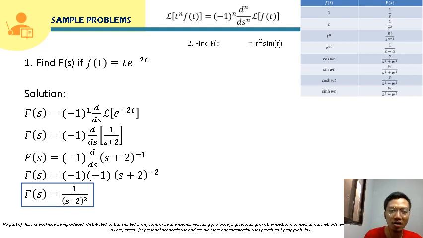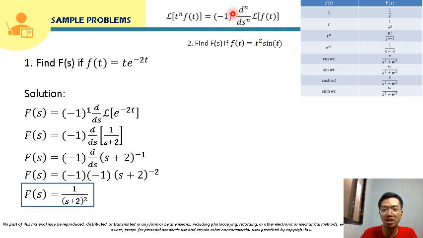Okay, the next one, sample problem number 2: find f of s if f of t is equal to t squared times sine t. Again, this is a product, so we will apply s differentiation here, since one of its components is t squared. That's the only requirement for us to be able to use s differentiation. So our f of t here will be sine t, and we will just substitute that.